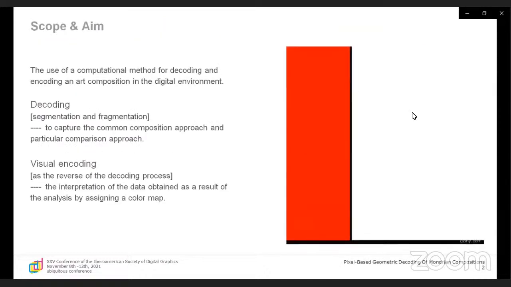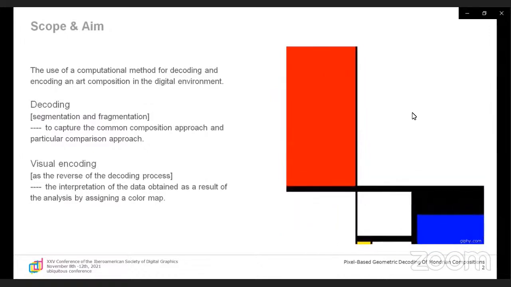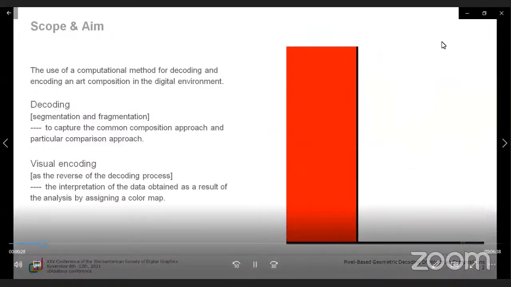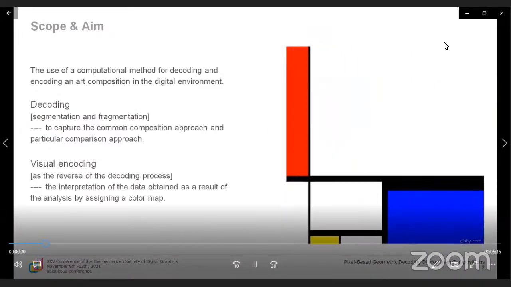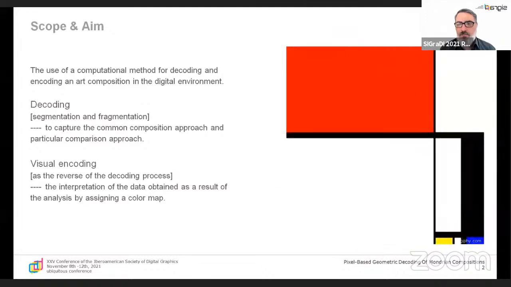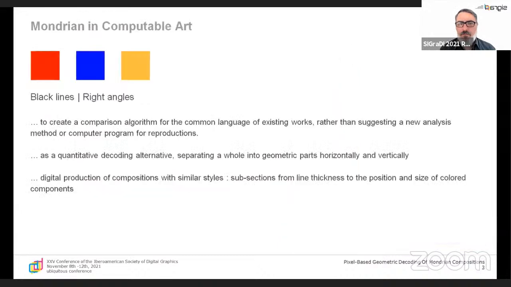The study explores the use of a computational method for decoding and encoding an art composition in digital environments. In the context of this method, we use the geometric decoding concept in terms of subdivision through color and shape of modular compositions. The method is then used to enable artworks to be compared according to their main compositions. Modular style is one of the interdisciplinary subjects studied continuously at the level of digital design.